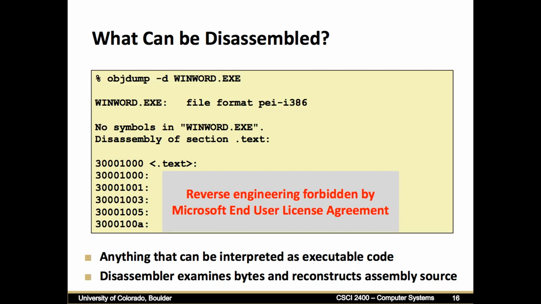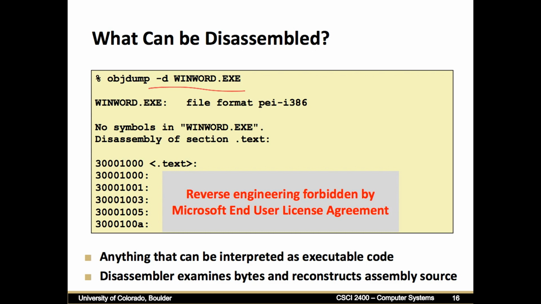So what can be disassembled? Well, we could disassemble the Word program for Windows, but reverse engineering programs is forbidden by the Microsoft end user license agreement. But that doesn't mean that people don't do that. Security compromises are often found by taking an executable file, disassembling it, and then looking for certain classes of exploits. We'll be looking at some of those later on in the class, the kinds of exploits you might find and be able to compromise a machine with.